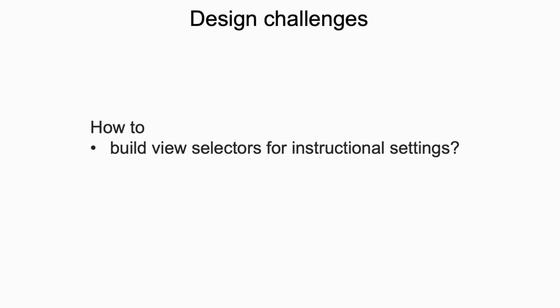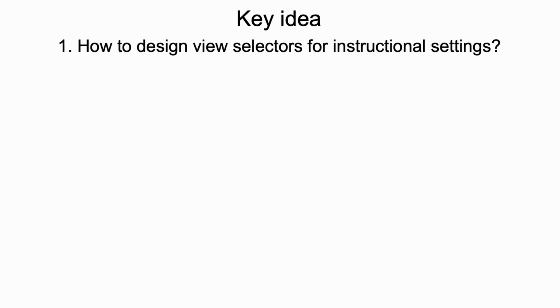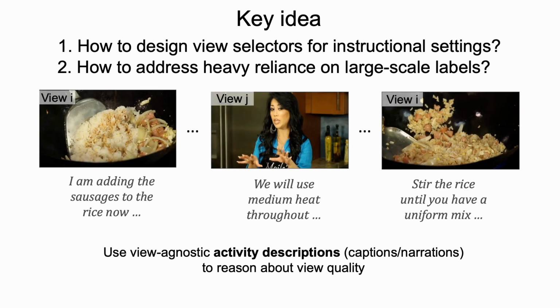My research comes with two key challenges. How can we design view selectors specifically for use with instructional videos? And how can we reduce the heavy reliance on large-scale labels, which is common with existing methods in automatic cinematography? The key idea that we introduced to tackle both these challenges is that we use view-independent activity descriptions, which are also commonly called narrations, to implicitly reason about the quality of different views.